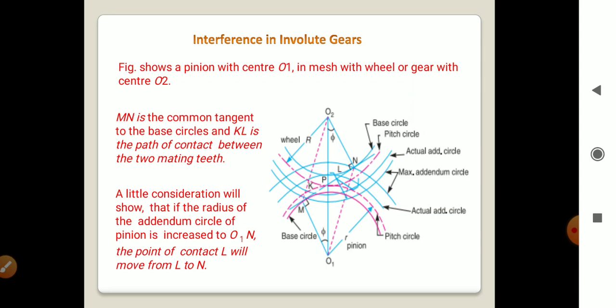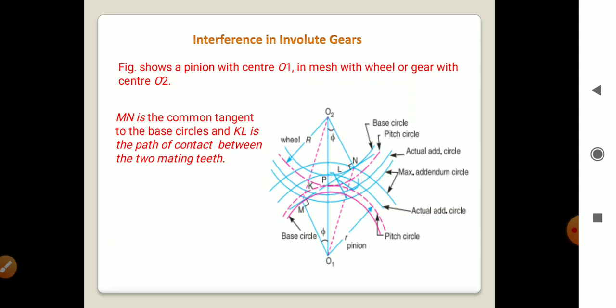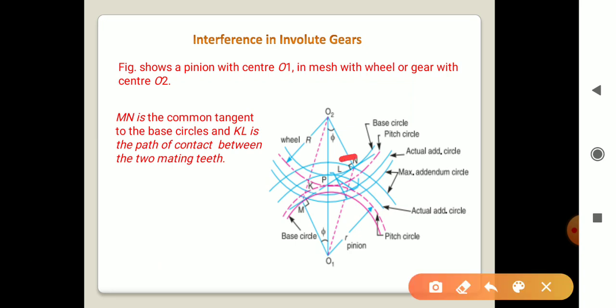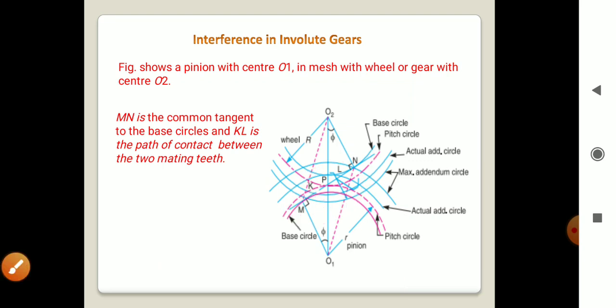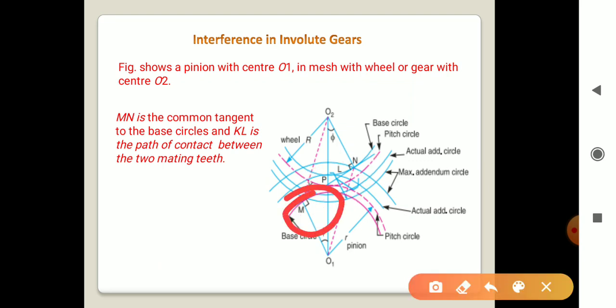MN is a common tangent to the base circles, and KL is the path of contact between two mating teeth. See here, this is point M and this is point N. MN is a common tangent to the base circles, and KL is the path of contact between two mating surfaces.